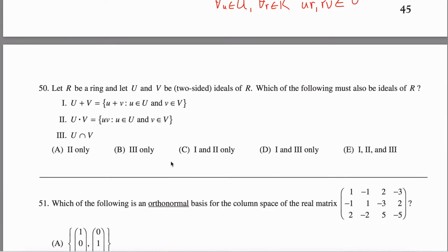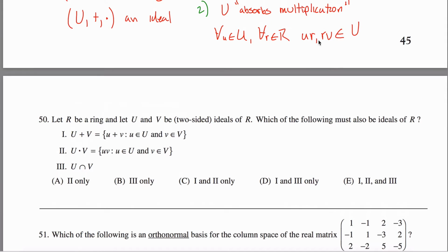What you're asked in this question is to take two ideals, U and V, and they're two-sided. That just means that the products have to work from either direction, that you have to absorb things from the right or from the left. We have these two-sided ideals, and it asks which of the following must also be an ideal. So I'm going to give these sets names. I'm going to call this one P, for, that doesn't make any sense, maybe S for sum. Sure.